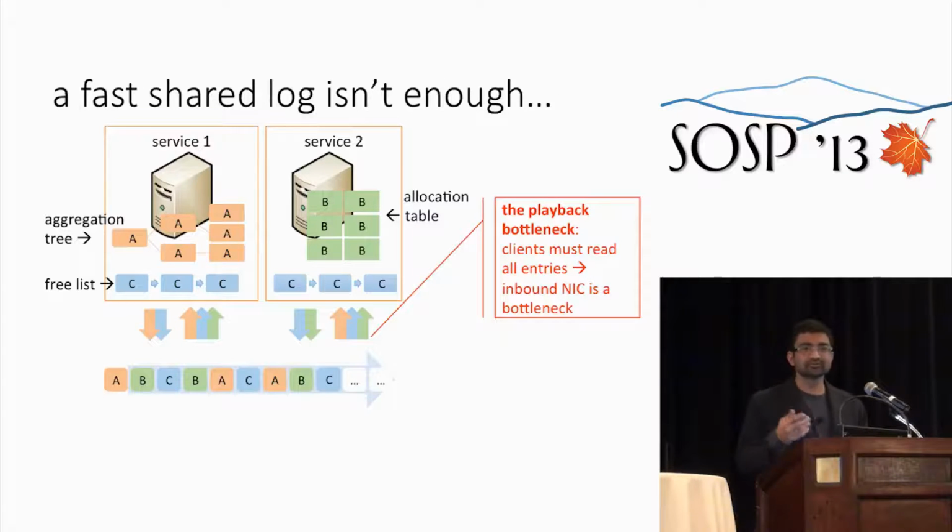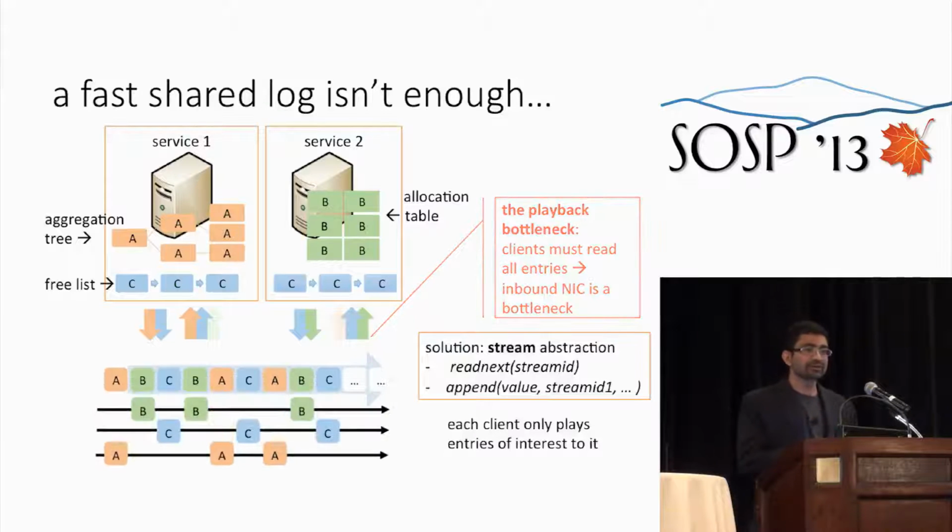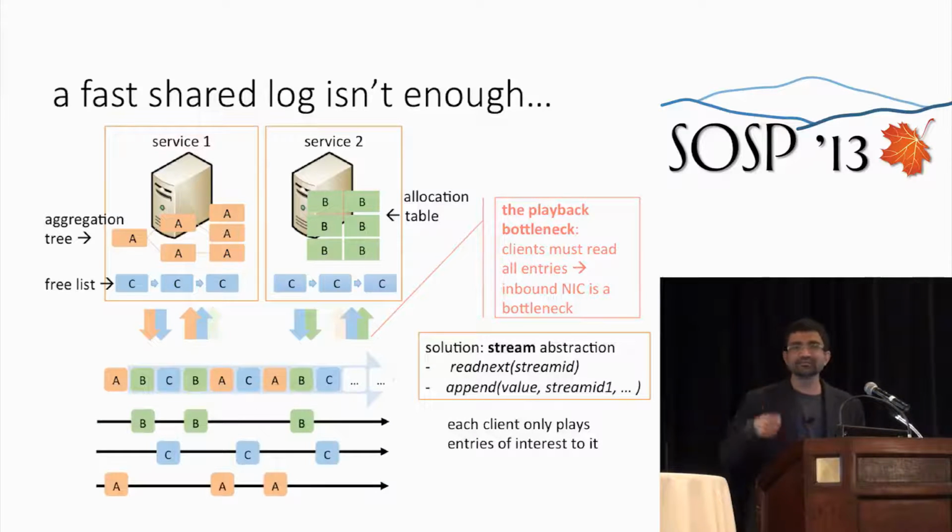Every object gets its own stream, and we implement an interface where the client can say, give me the next entry belonging to this stream. So each client in the system only plays the subset of traffic that it's interested in. And as a side note, we allow entries to belong to multiple streams because that's how we do atomic updates now, if you want to modify multiple data structures atomically. So this is good. It sort of reduces the scalability bottleneck, but we still have a problem.